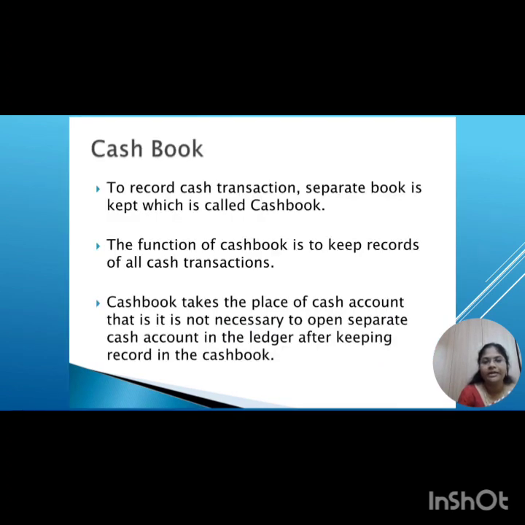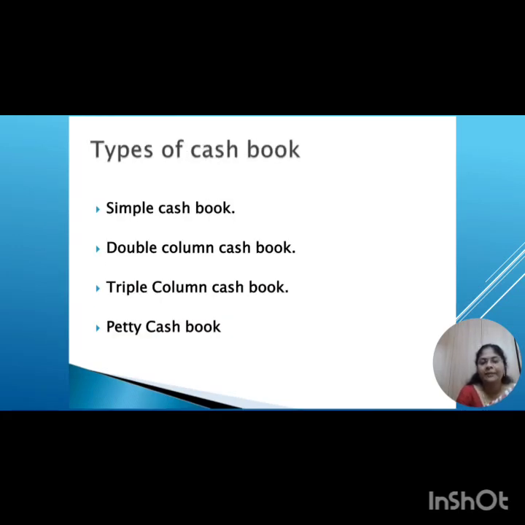Next one is cash book. In the beginning itself I told you, to record only the cash transactions, a separate book will be maintained, that is called cash book. The function of cash book is to keep records of all the cash transactions. Cash book takes the place of the cash account. It is not necessary to open a separate cash account in the ledger after keeping record in the cash book. These are the types of cash book. First one is simple cash book, double column cash book, triple column cash book and petty cash book.